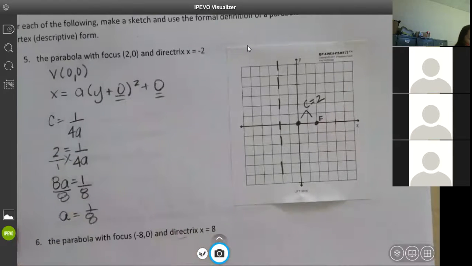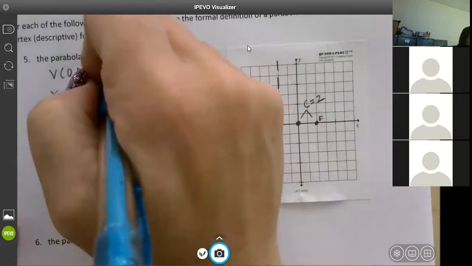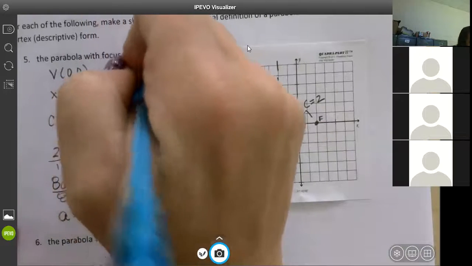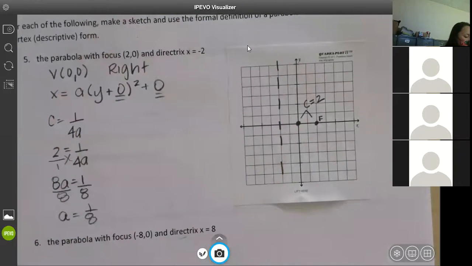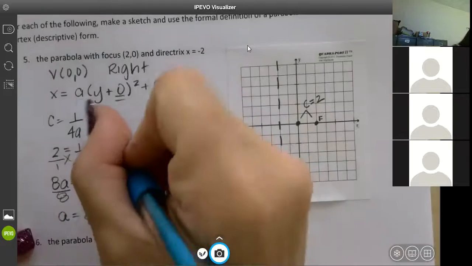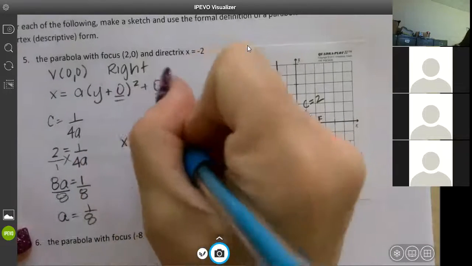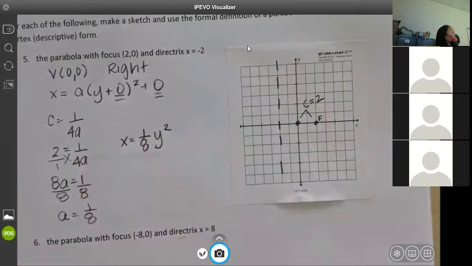Is this 1/8 going to be positive or negative? Positive. Why? Because the focus is on the right. It opens to the right. So our final equation is x equals a positive 1/8, and then just y squared. You can put the vertex coordinates in there if you want to, but with 0, 0, it doesn't matter. So it's up to you, whatever you want to do.